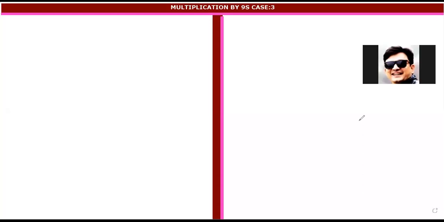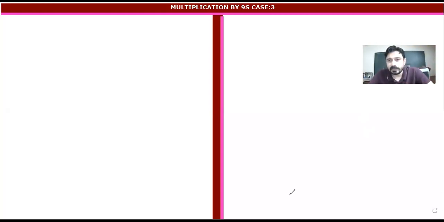This is multiplication by 9 case 3. We have already done multiplication by 9 case 1 and 2 where we got equal nines and more number of nines. This time we will be having less number of nines. So nines are going to be less than the number of digits in the multiplicand. Let's see an example.